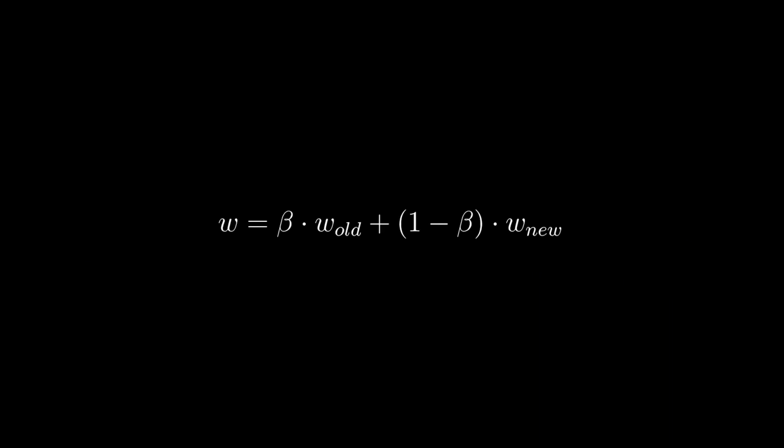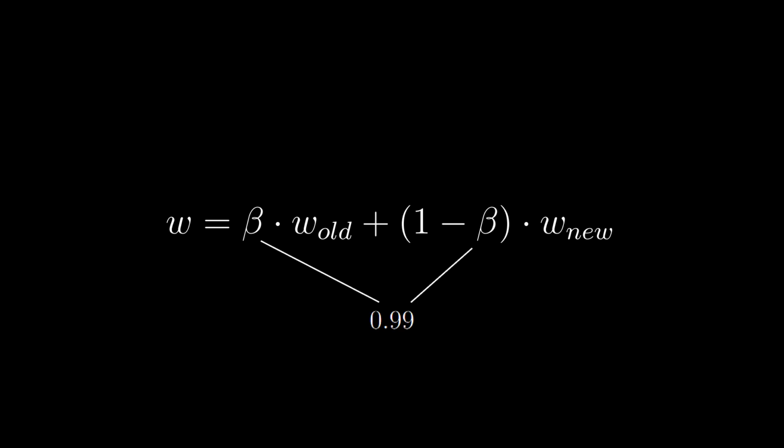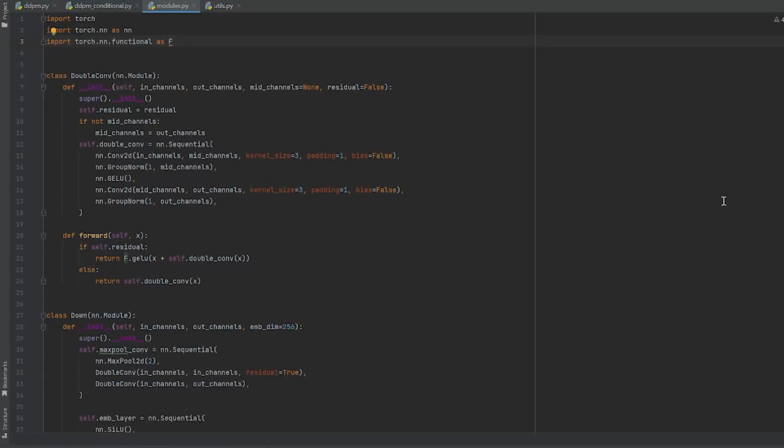The formula for updating a single weight using EMA looks like this. It's also an interpolation between the old weight and the new parameter, weighted by beta. Beta is usually around 0.99, which means the new weight only affects the EMA parameters a little bit, which prevents outliers from having a big effect. Let's move to the code and implement it.